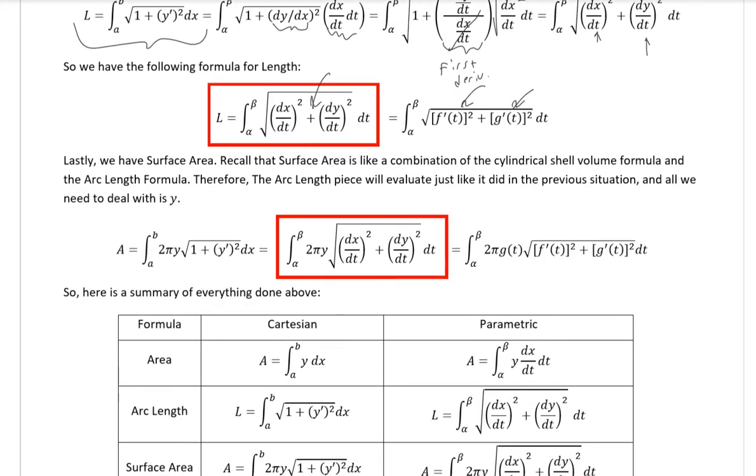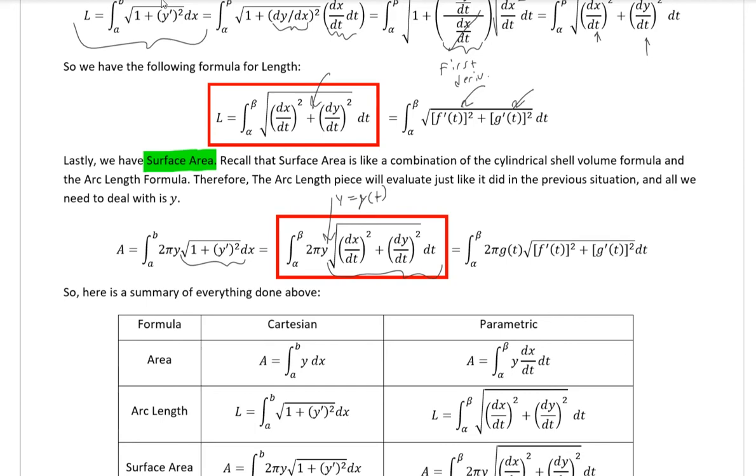And lastly, surface area. Remember that surface area is basically like the volume formulas and also arc length. It has the same arc length part in it. It has this square root of y prime squared dx. So I'm just going to straight up replace that square root with what we found from the arc length formula. And then y we can evaluate just like we did with area. All I would do is plug in the formula for y with respect to t. So that's going to be the y equals g of t formula. And that's surface area. It's already solved because we know how to do area and arc length.